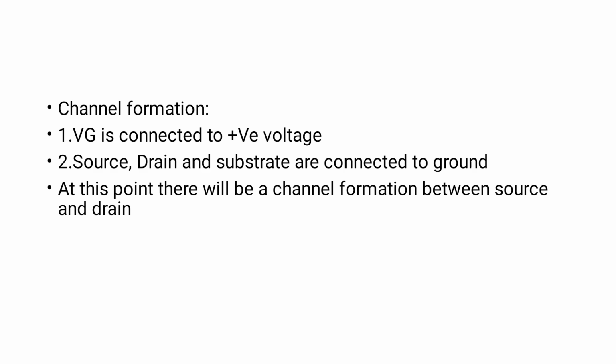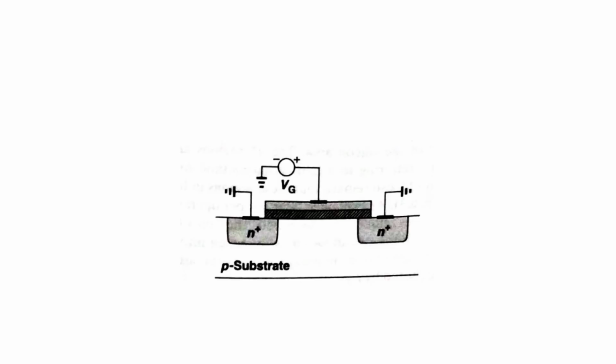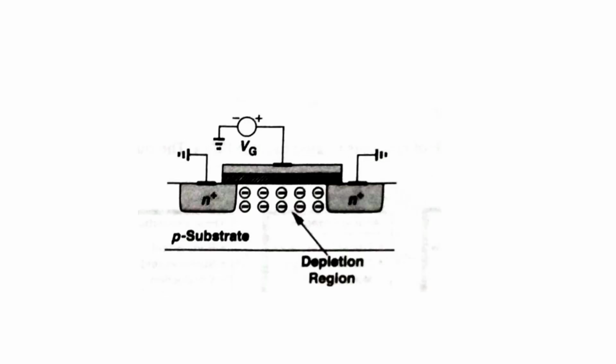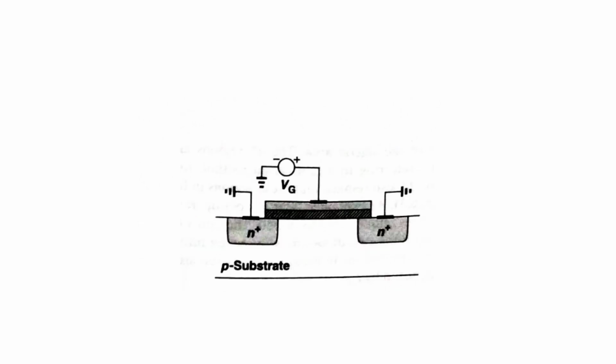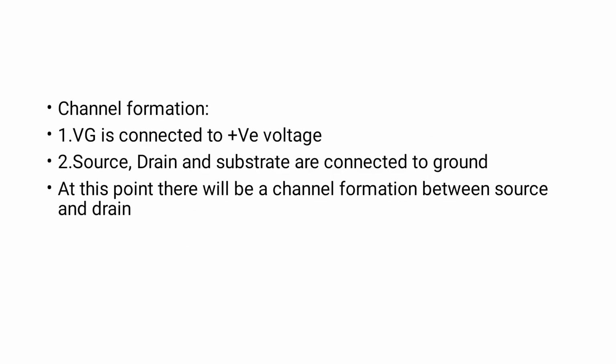First of all, we are going to see how there will be a channel formation between source and drain. Like here you can see, there will be a negative ions formation between source and drain. That is called the channel. So this is possible by using the following condition.